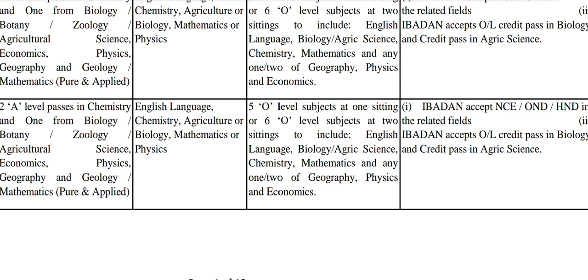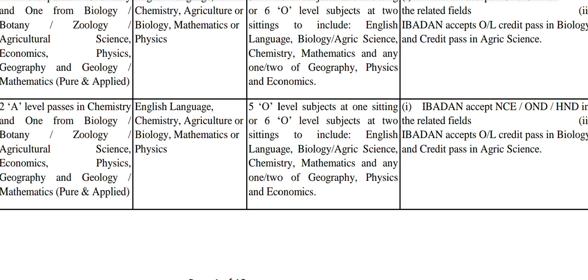So that means if you are applying with one sitting, you must have English, biology or agric, that's two, chemistry, that's three, mathematics, that's four. One, two, three, four. And any one of geography, that making five, or physics making five, or economics making five.